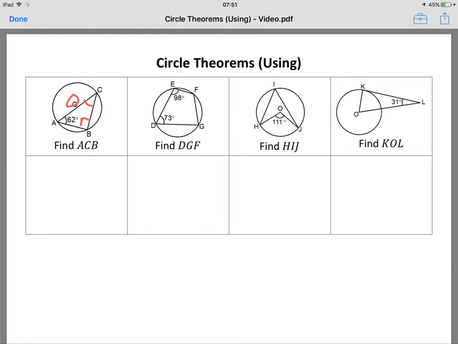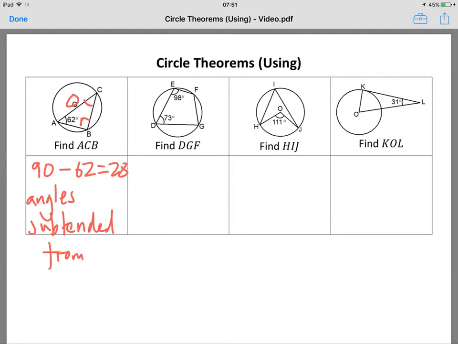means this here is a right angle, so in order to find ACB, we just have to do 90 minus 62, which is 28. Now, if you're asked for an explanation, angles subtended from a diameter. It's not subtrended, it's subtended. Okay, so there you go. So that's the first one.